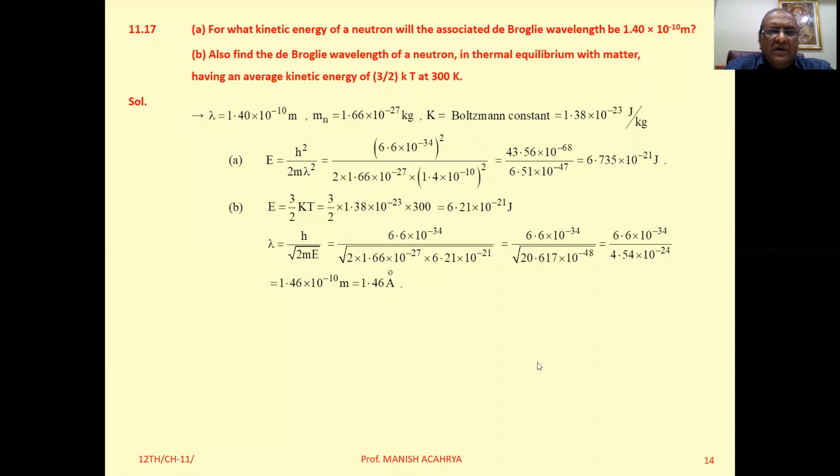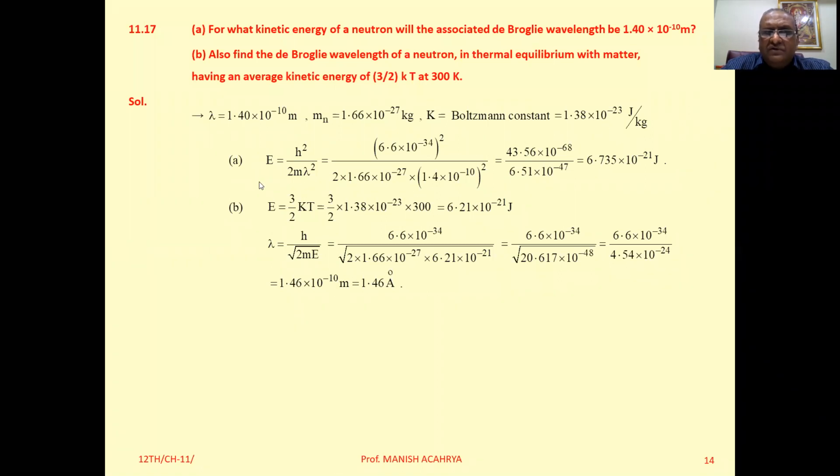11.17. A. For what kinetic energy of a neutron will the associated de Broglie wavelength be 1.4 into 10 raised to minus 10 meter? B. Also find the de Broglie wavelength of a neutron in thermal equilibrium with matter having an average kinetic energy of 3 by 2 kT at 300 Kelvin. Now lambda given to you is 1.4 into 10 raised to minus 10 meter. Mass of neutron is 1.66 into 10 raised to minus 27 kilogram. K, the Boltzmann constant, is always given to you.